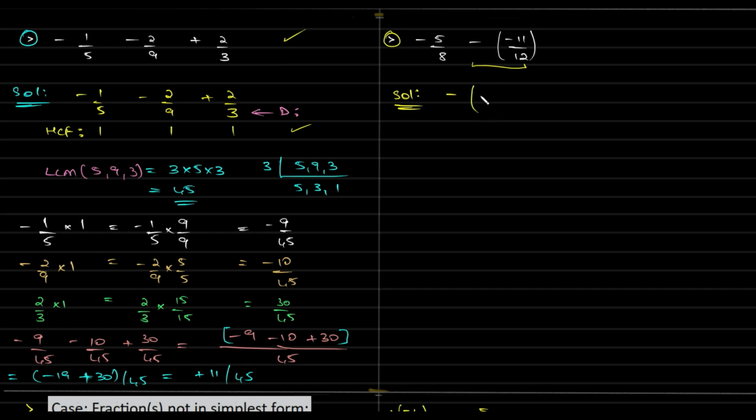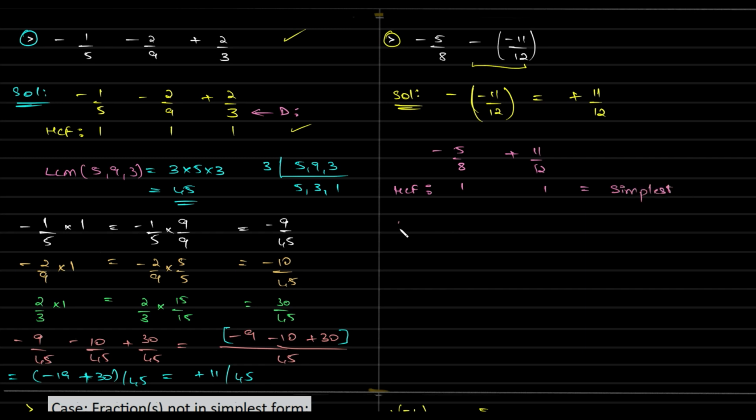We have to resolve the sign. I told you, whatever you do, always resolve the sign first. Negative into negative is positive. 11 by 12 is your answer over here. Let me re-substitute back to the question: negative 5 by 8 plus 11 by 12. Now check if the HCF between numerator and denominator is 1. Yes, it is 1, which means they are in the simplest form.